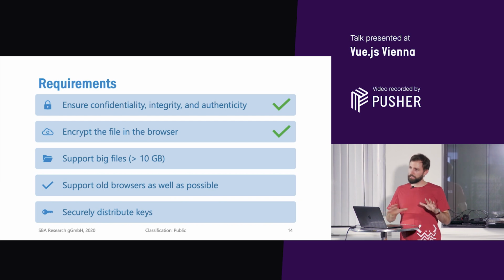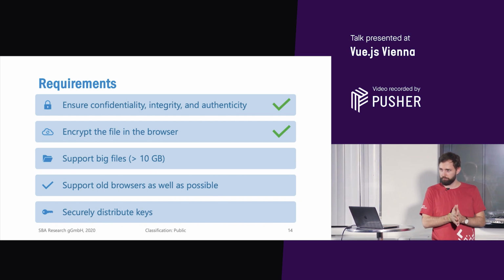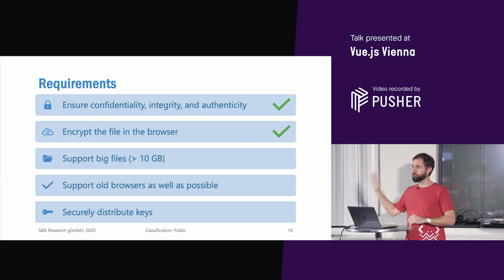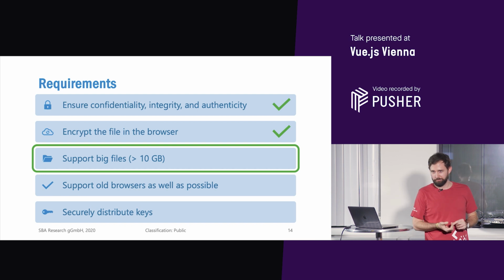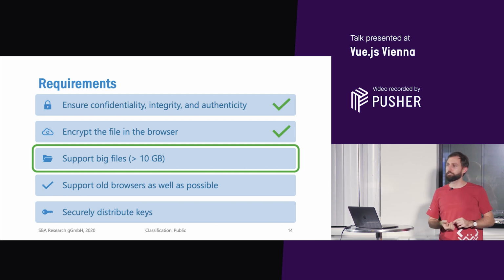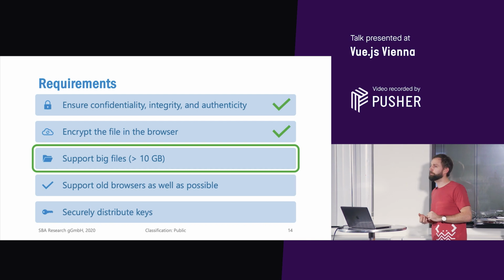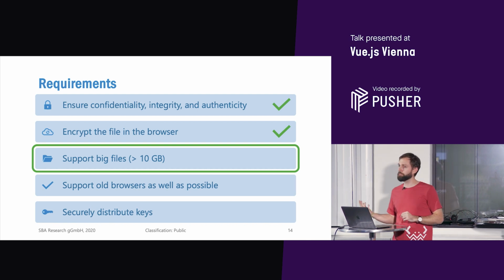Okay, so we basically know how to encrypt and decrypt stuff. We know which algorithms to use. We know which JavaScript APIs to use for that scenario. Now comes the harder part. We want to support big files. We want to upload and download files that are maybe 10 gigabytes in size or even bigger than that.